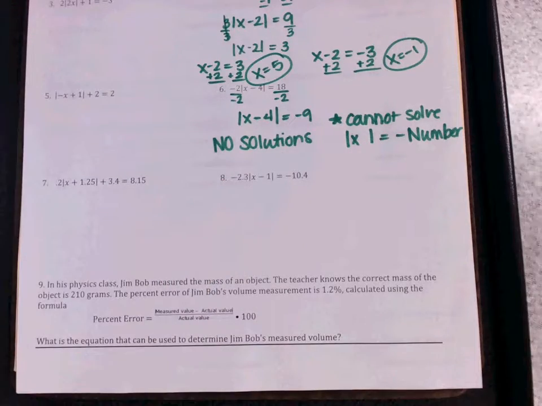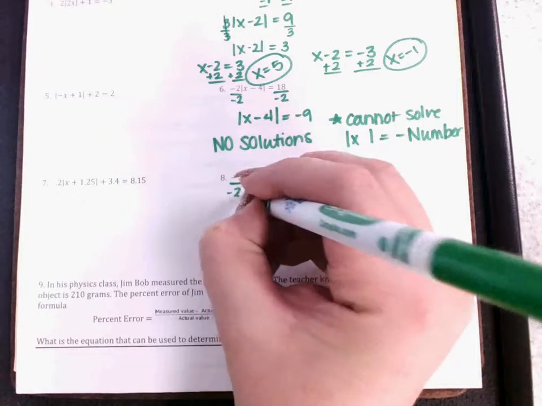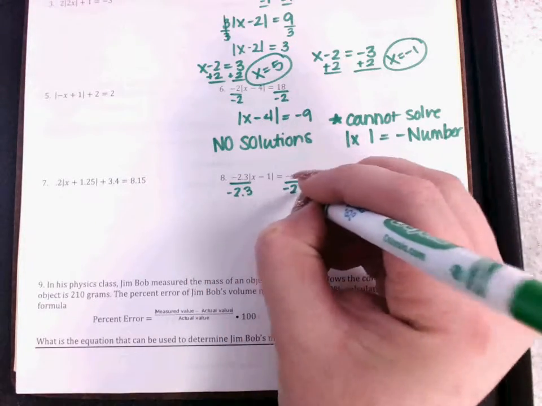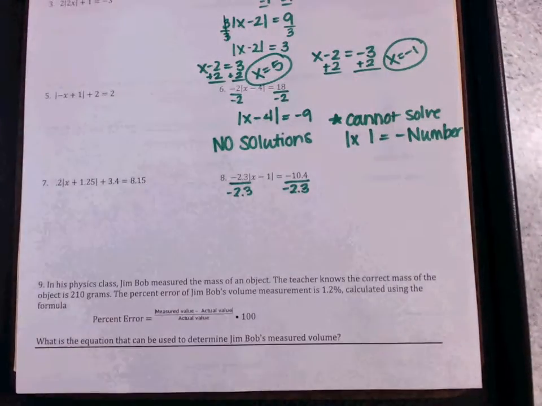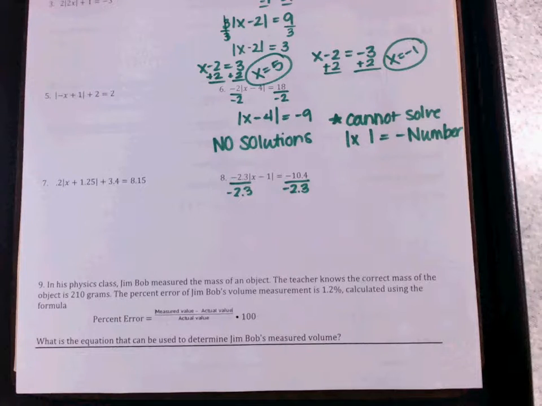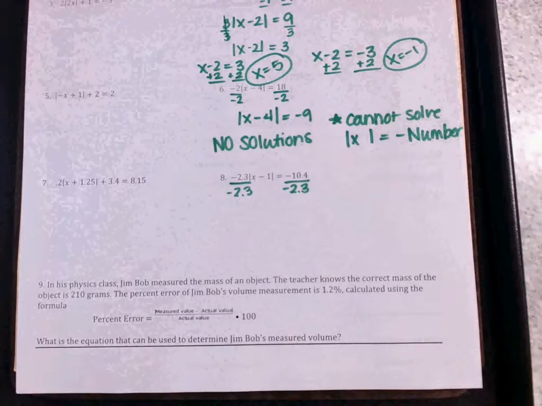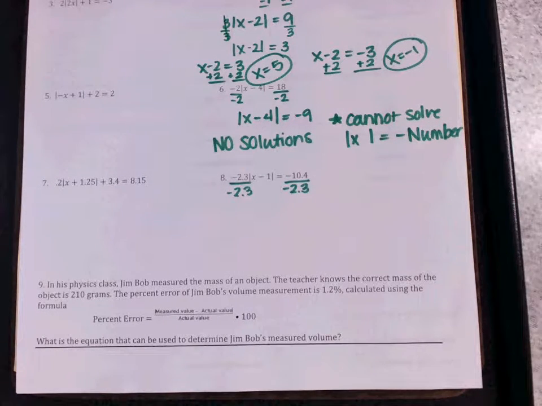How would I get rid of the negative 2.3 in the front? Divide. But notice that on this one, the other side was already negative, and when I divide two negatives, they're going to cross out with each other and switch back to a positive. Now, that's not going to be a whole number, so get your calculator out. Divide that out for me. So we want negative 10.4 divided by negative 2.3. Rounded off, 4.5, right?